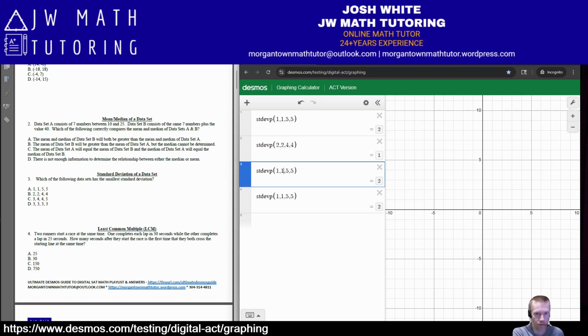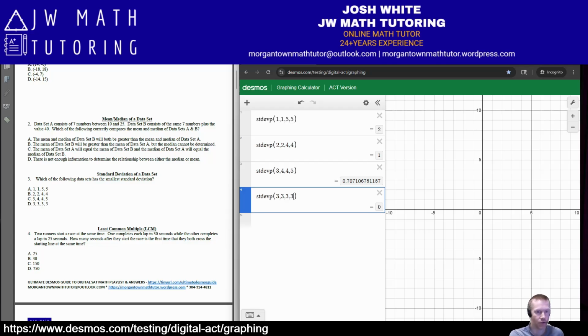So notice what happened. The standard deviation went down a lot when I went from the first one to the second one. Notice it went down even more when I went to answer choice C, and now we go to the last one. Notice here it's technically 0. So which one of these has the smallest standard deviation? It's answer choice D. Of course, it's because all of them are the same number, so the mean and the median are the same. In fact, all the values are the same. Therefore, standard deviation is 0.